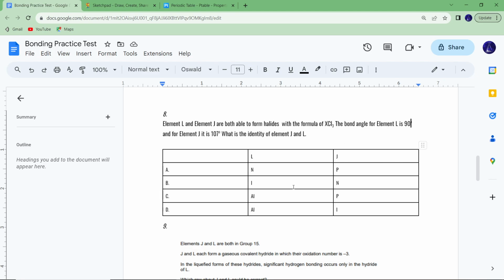All right, so this one right here, what we'll have to do is take a look and see which one of these is going to give us a formula of XCl3, and then we're also going to take a look to see which one is going to give us a bond of 90 degrees versus 107 degrees, okay?